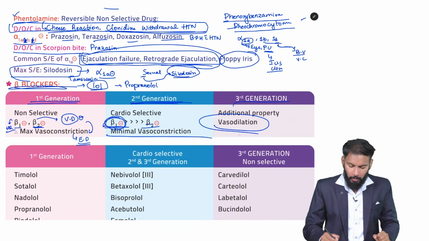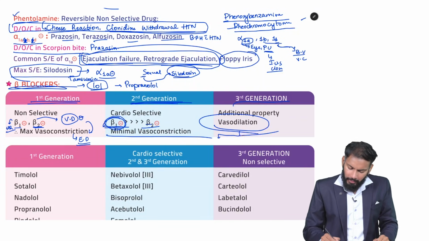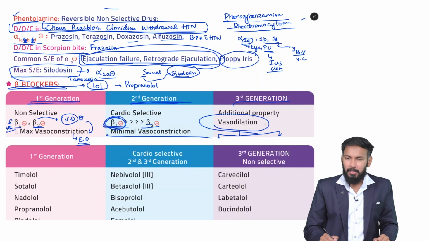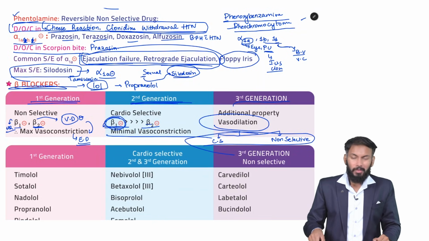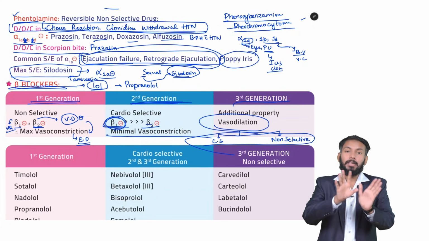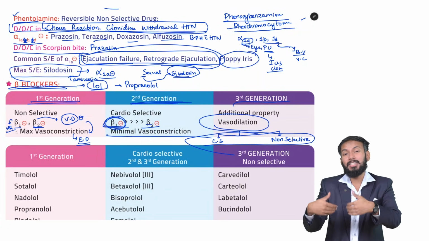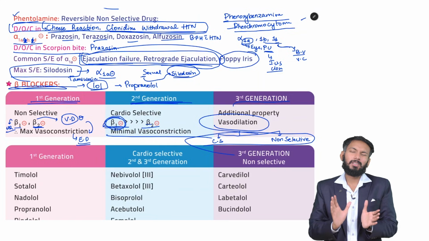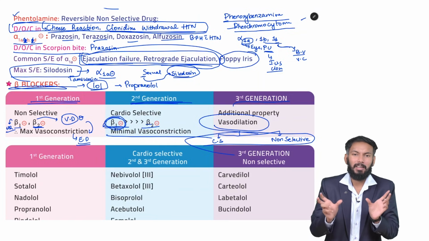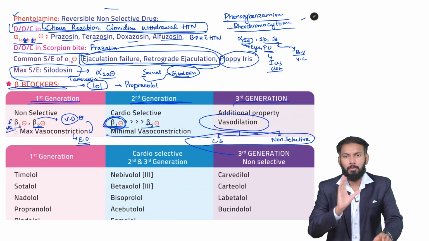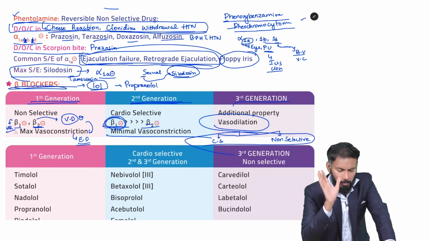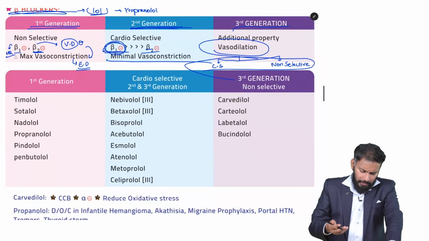Now, it doesn't matter which receptor these drugs are acting on. It can be cardioselective or it can be non-selective. It does not matter. So, third generation drugs will have both cardioselective and non-selective drugs, but they have an additional property that is known as vasodilation. This is what I want you to understand, the subtle differences, the subtlety most of the people don't get. If you understood this much, now I've given the classes of beta blockers.